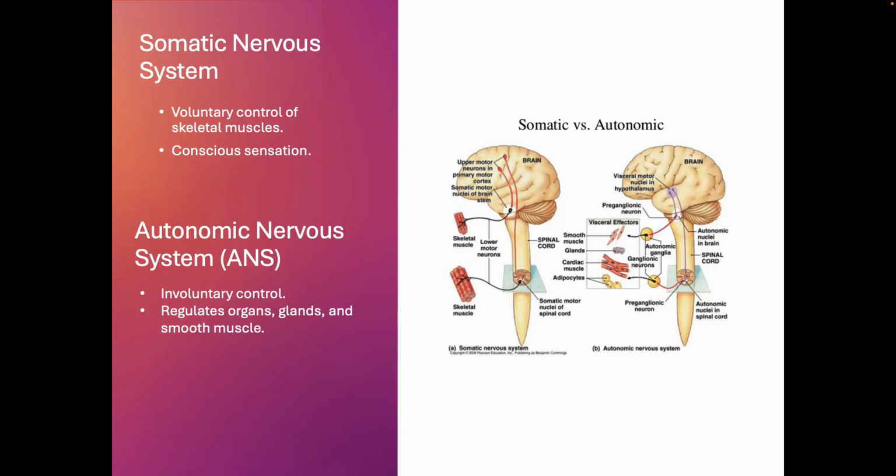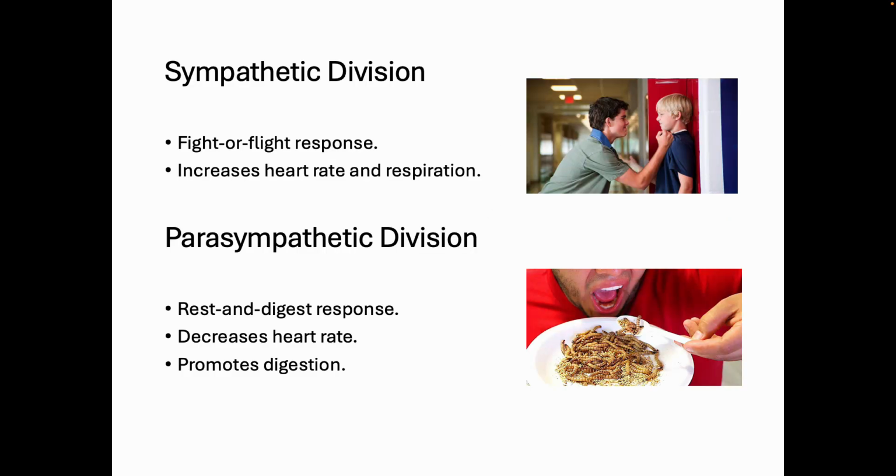Your autonomic nervous system is involuntary. So this would be regulating your organs, your glands, smooth muscle. Without this functioning, things that are involuntary might not function correctly. Death. All right. So then we're going to go into your sympathetic and your parasympathetic, all right?